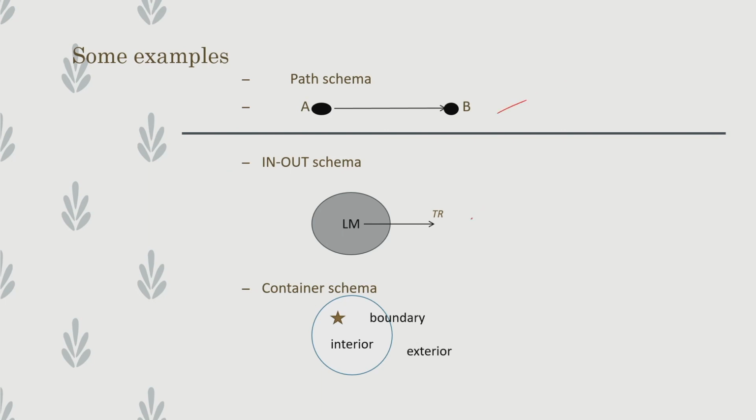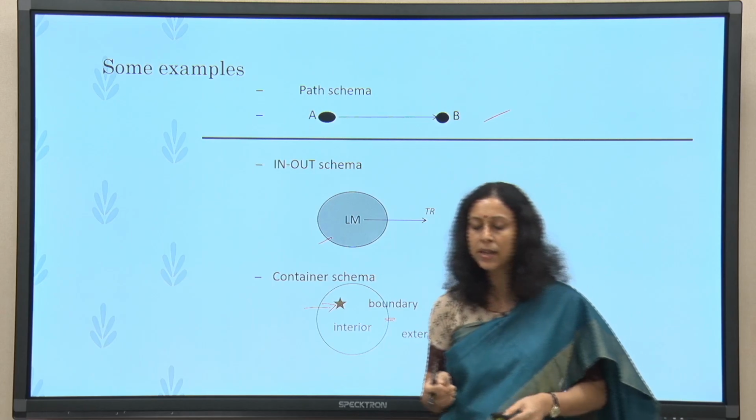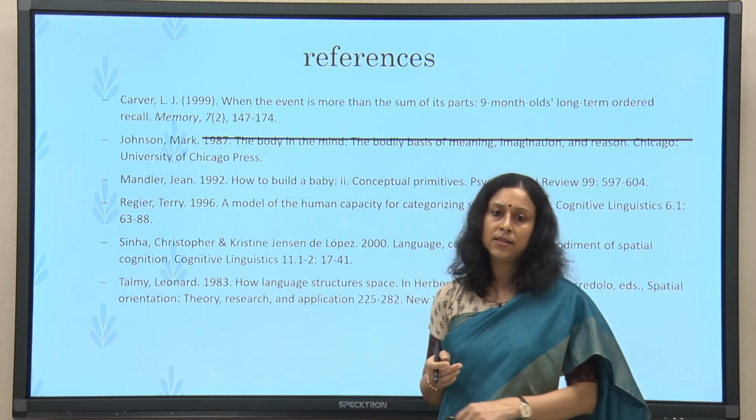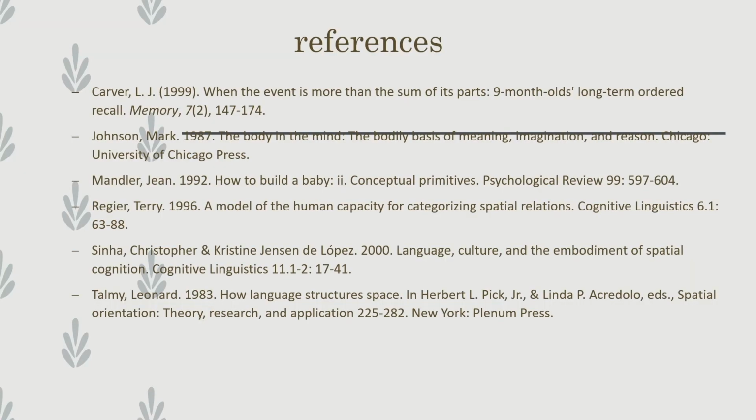So, this is the path schema, the in-out schema, where this is the landmark from which something is going out. The trajectory is moving out of the landmark. So, this is in and this is out, and this is of course the container schema. There is an interior, this object is inside, so X is in the container. There is an interior, an exterior and a boundary and so on. This is how schemas are represented in the literature, and these are the references.